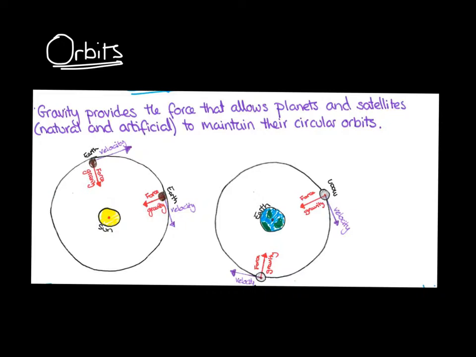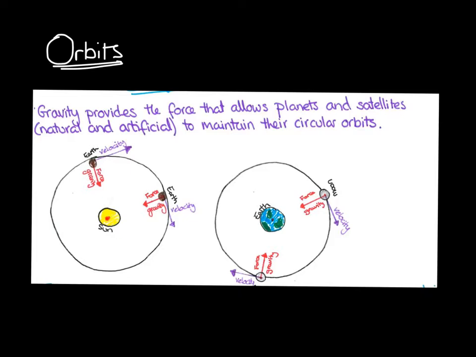So let's have a look at these diagrams in more detail. We've got two here. We've got a diagram of the Earth orbiting the Sun, and we've got a diagram of the Moon orbiting the Earth. What's interesting is that even though the scales of these diagrams are very different, it's actually the same process that's going on. So let's have a little look in more detail.